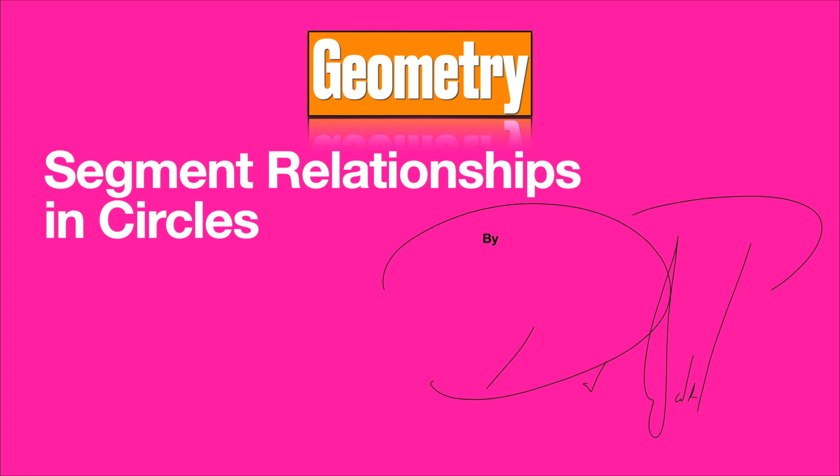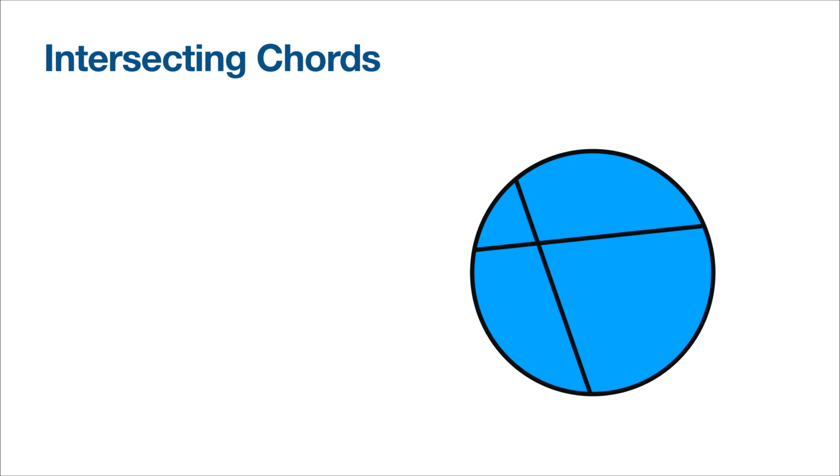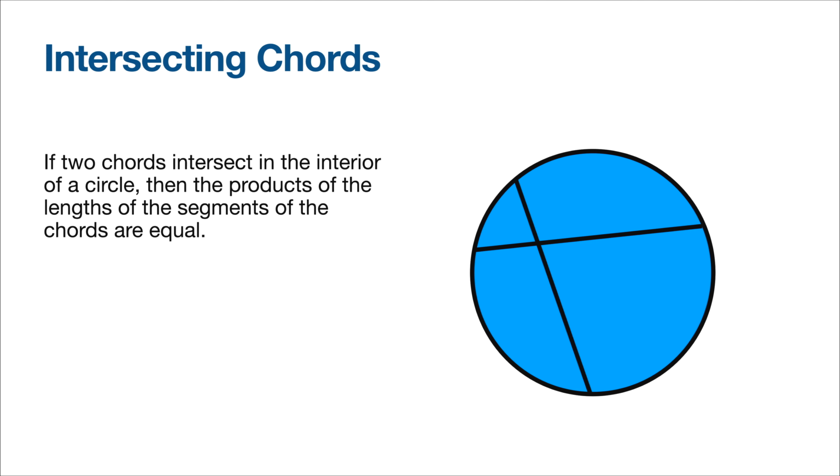All right, so let's talk about segment relationships in circles. This is going to look very similar, but I promise you it's different. We start with intersecting chords. Now, the rule about intersecting chords is this. If two chords intersect in the interior or inside of a circle, then the products of the lengths of the segments of the chords are equal.